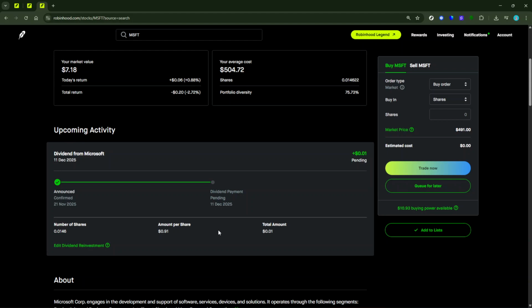By regularly checking these details in your Robinhood account, you can stay up to date on your dividend income and make informed decisions about reinvesting or using those funds elsewhere.